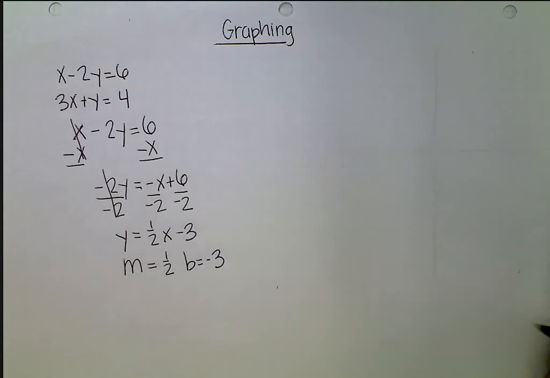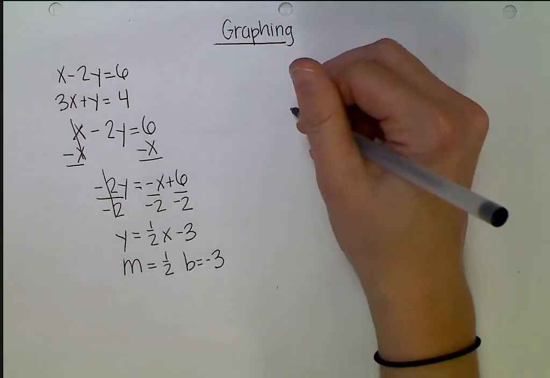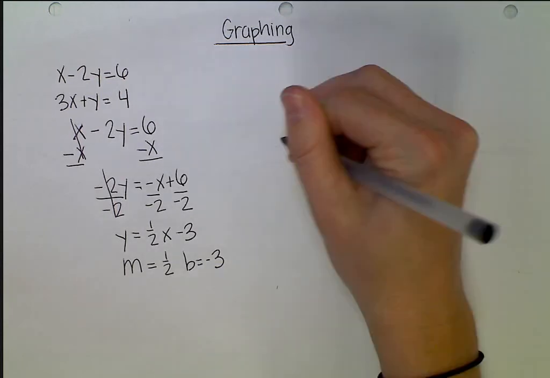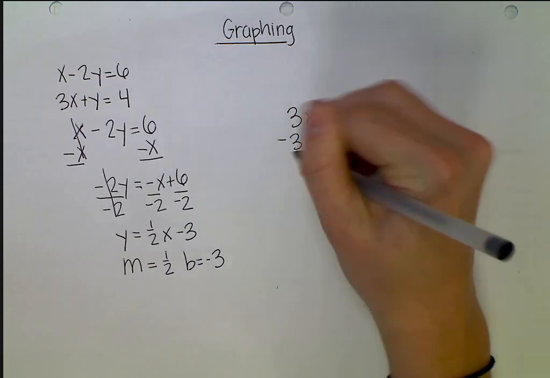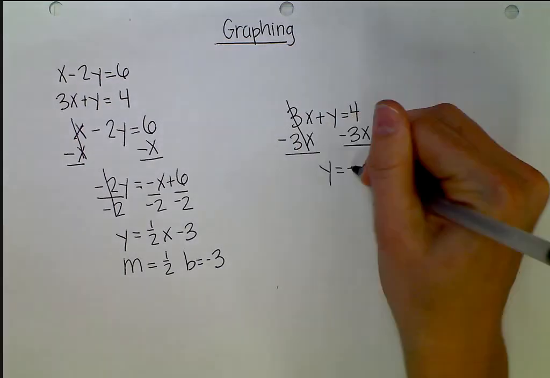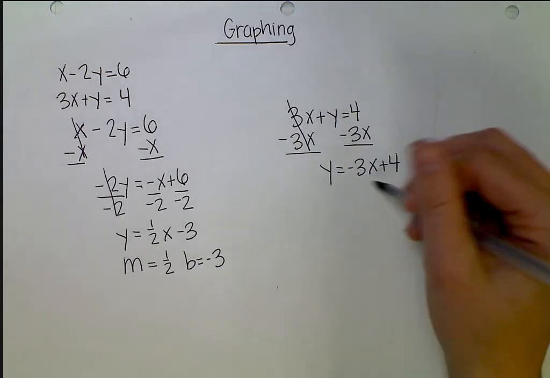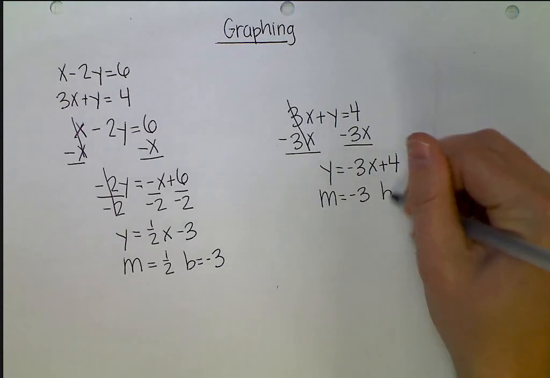We can do the same thing with our second line, 3x plus y equals 4. Subtract 3x from both sides. And we have our slope-intercept form. Slope is negative 3, and our y-intercept is 4.